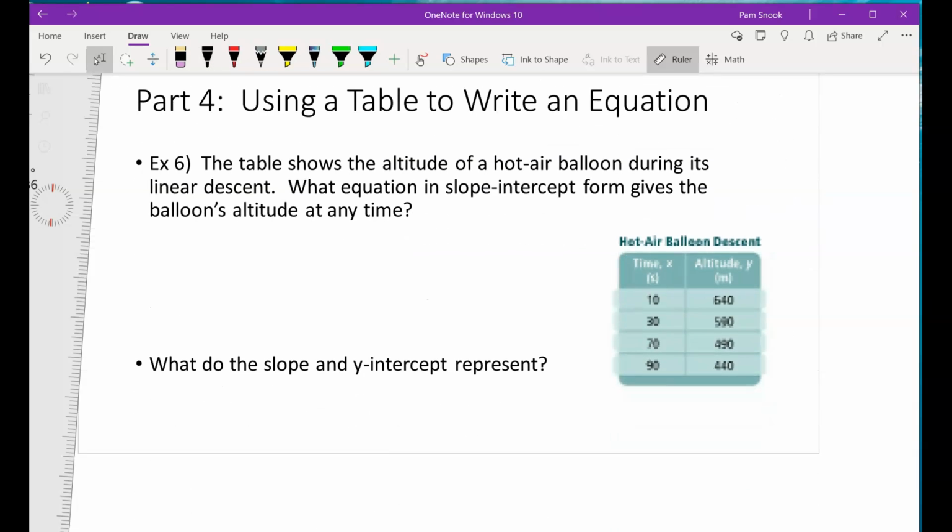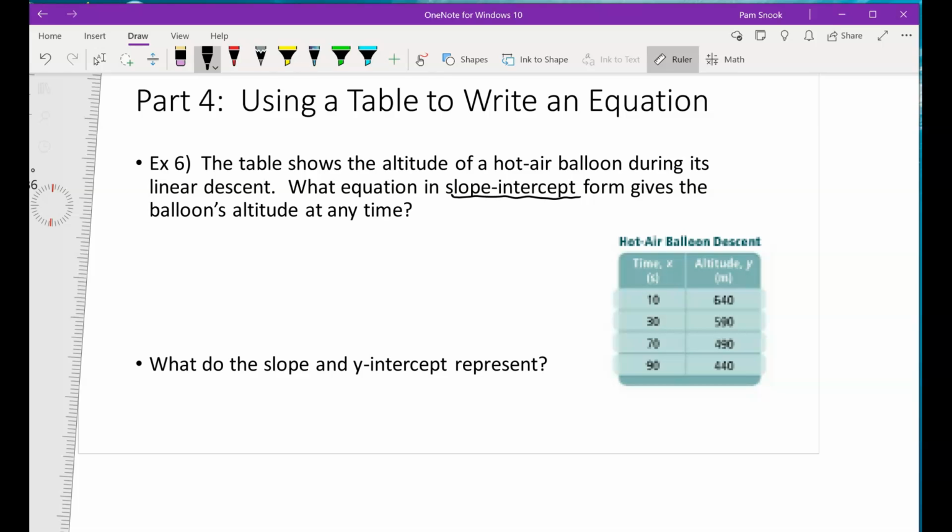Next, part 4. This time we're going to use a table to write the equation. And guess what? This table shows the altitude of a hot air balloon, that same hot air balloon we started with. During its linear descent, write an equation in slope-intercept form that gives the balloon's altitude at any time.